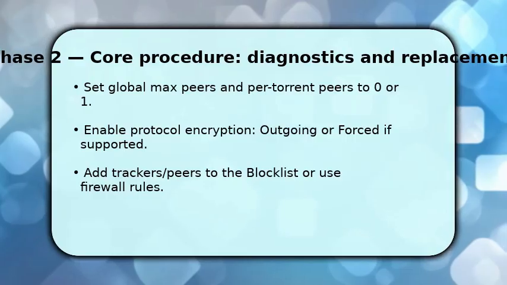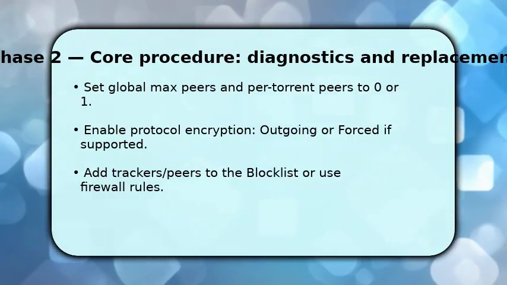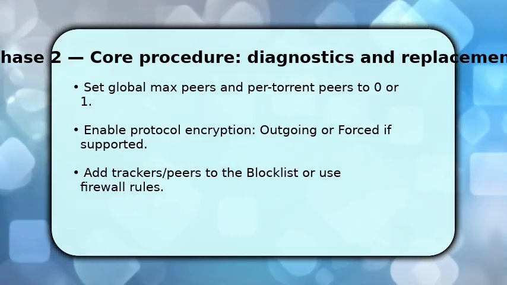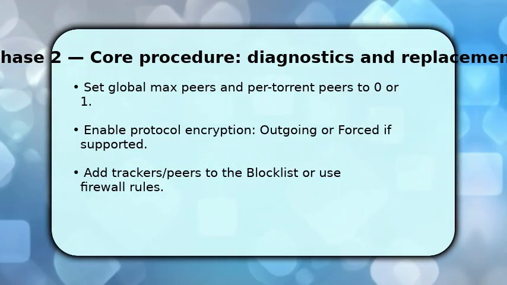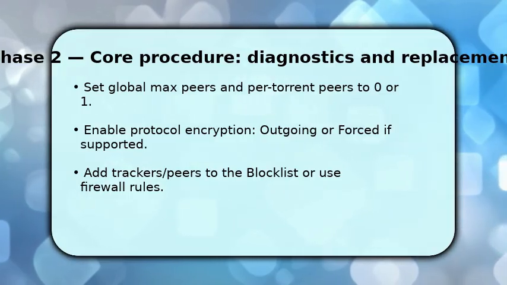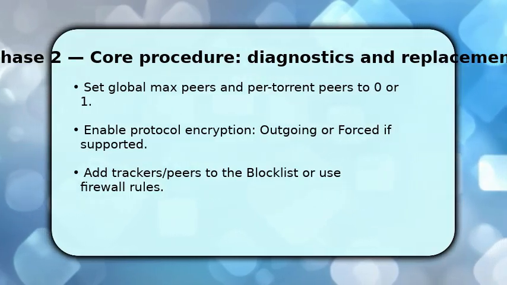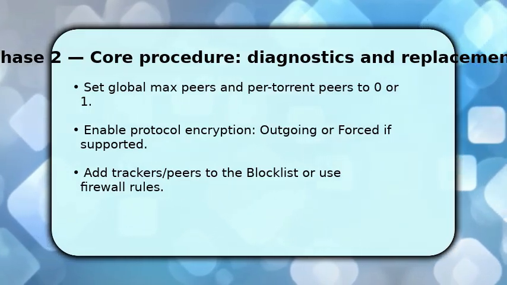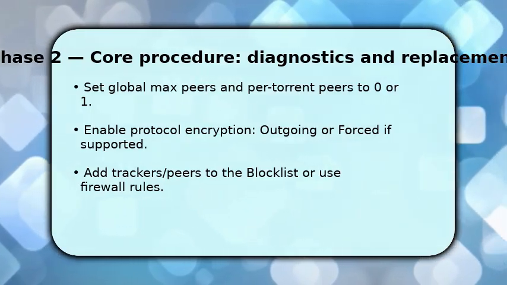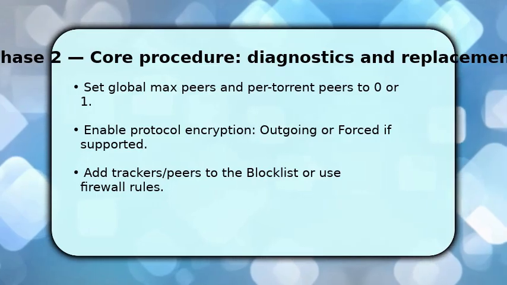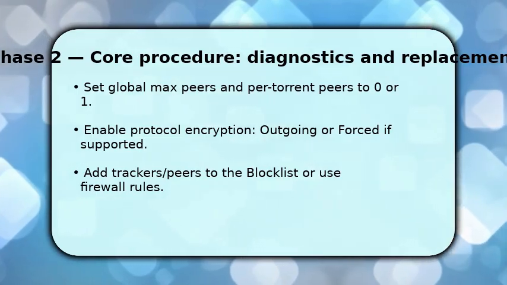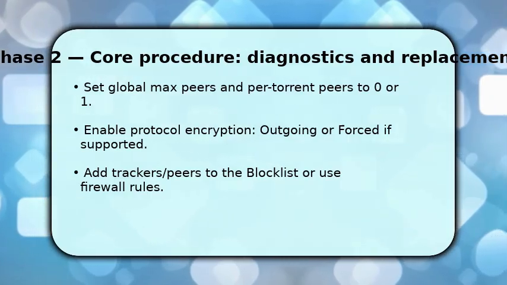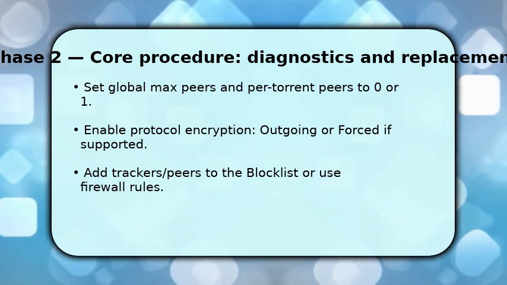Now, limit the app's reach. Set global max peers and per torrent peer limits to 1 or 0 to stop new peer connections. This throttles uTorrent at the source. Make sure protocol encryption is enabled or forced, so encrypted peers must match your rules. This helps control unwanted handshakes. Then import and apply a known block list, or create firewall rules that deny uTorrent outbound and inbound connections by port or executable. Once these changes are applied, monitor the peers list for decline.